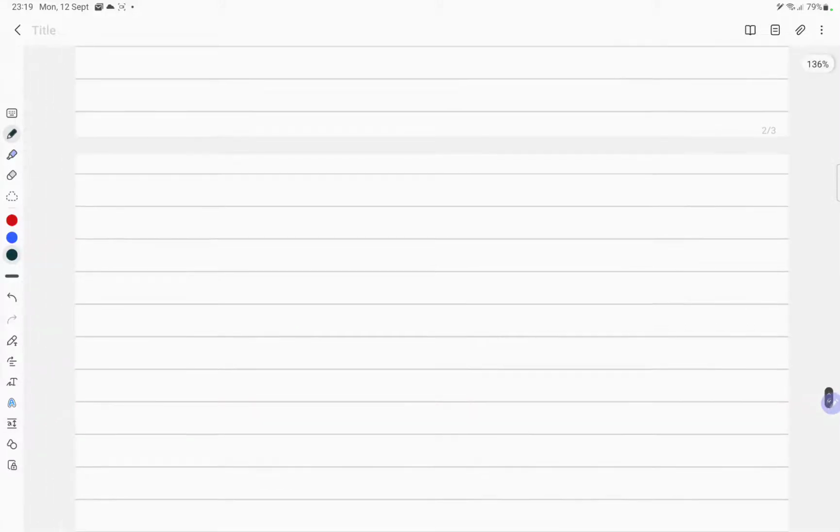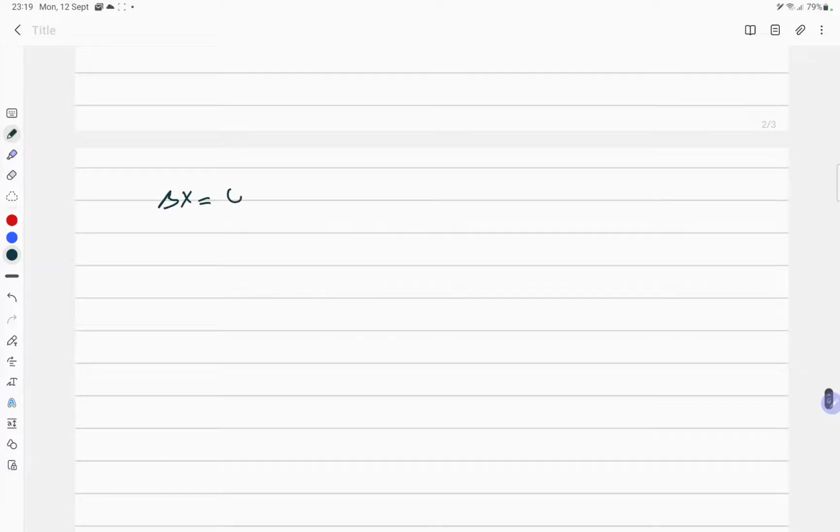So now the third part, which is delta x is equal to v initial t plus half a t squared. In this case, I don't care about the v final. I care about the acceleration, time and delta x. Okay, fine.